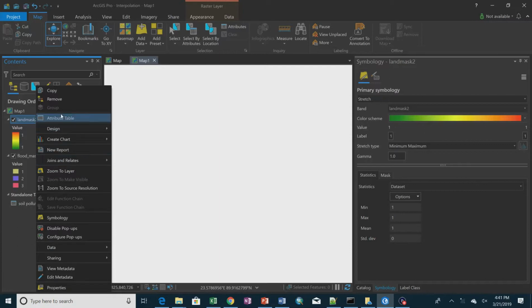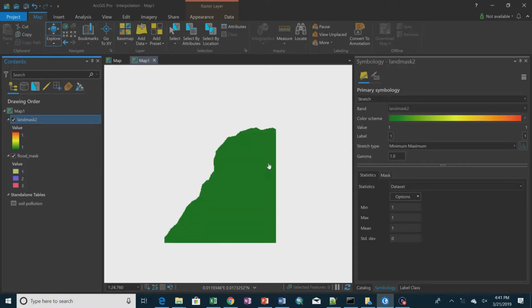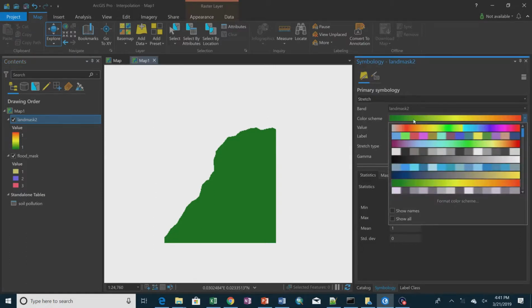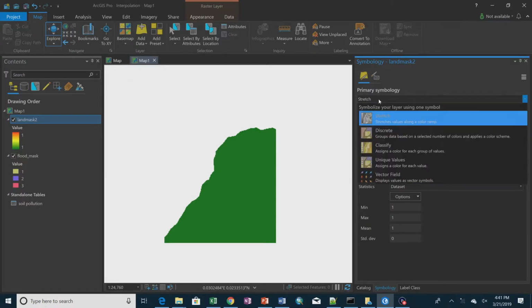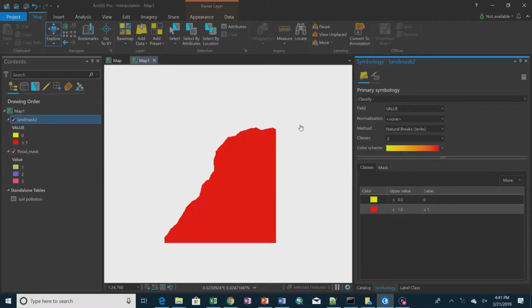Zoom to layer. Okay, no, it just wasn't zoomed to it. So I'm just going to choose, that's as good as any actually. I'll choose classify. There's really only 2 values, 0 and 1, but there are hardly any zeros. So the land mask is the area that is land.